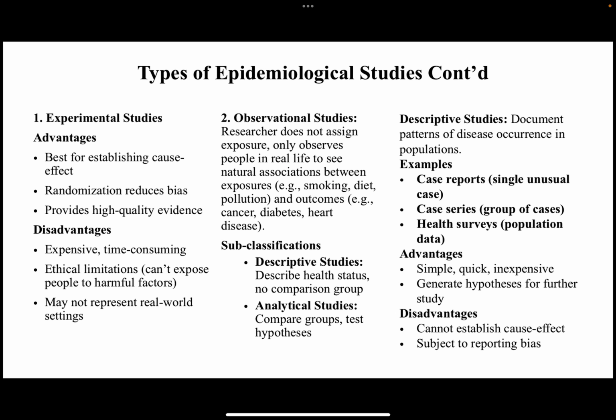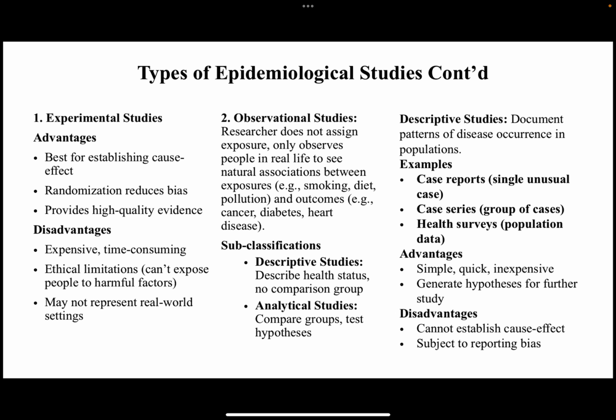Then we have the second form of epidemiological study, that is observational studies. Now, in observational studies, the researcher or the investigator does not assign exposure. In an experimental study, the researcher assigns exposure. The exposure can be a drug. So the researcher can assign a group A that will take the drug, and group B that will not take the drug. So the researcher assigns exposures in an experimental study.